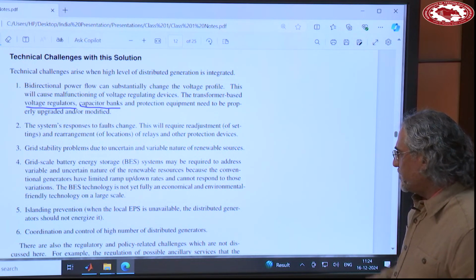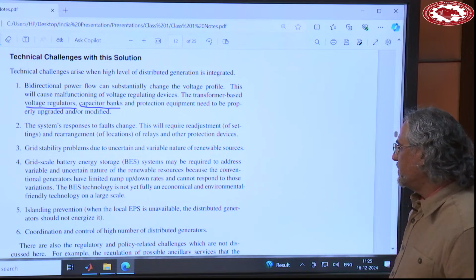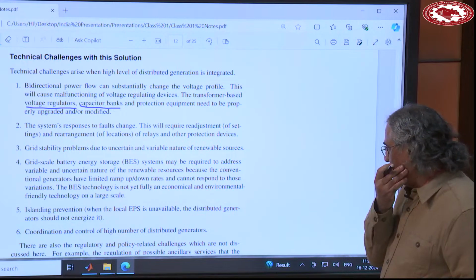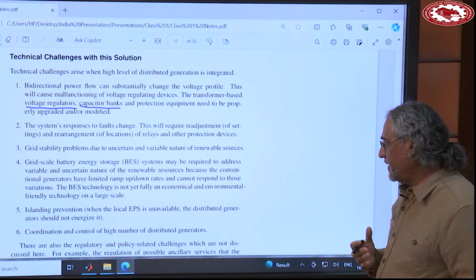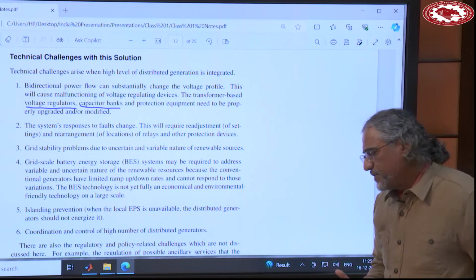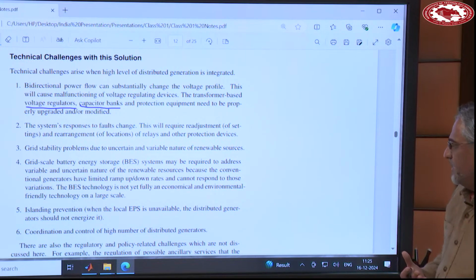Another aspect, number three here, is grid stability problems. What do we mean here? What grid stability problems? Again, just look at, for instance, AC, it's easier to see. It's an AC power system.